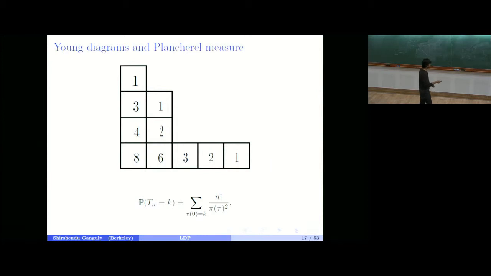I'll not go more into that, but this is roughly what a Young diagram looks like. There is some measure associated to it, so you can sample a Young diagram with some measure, and it turns out that the first column is exactly the length of the maximal increasing subsequence of a permutation. So if you know how many such diagrams there are where the first column has length 10, then you know exactly how many permutations there are where the maximal increasing subsequence has length 10.